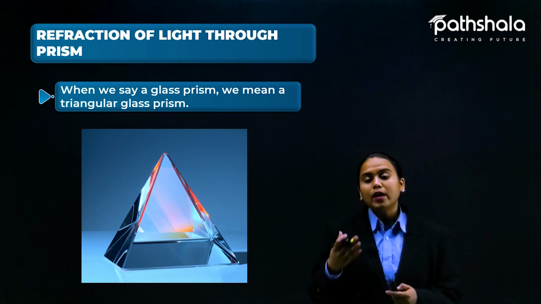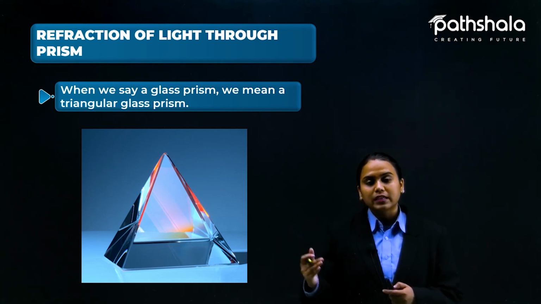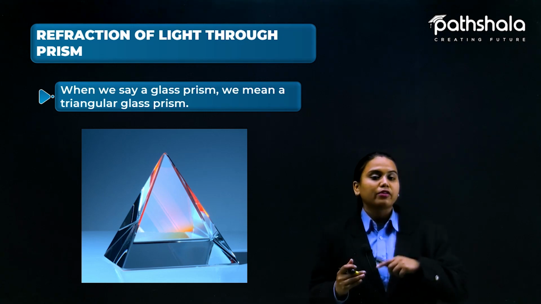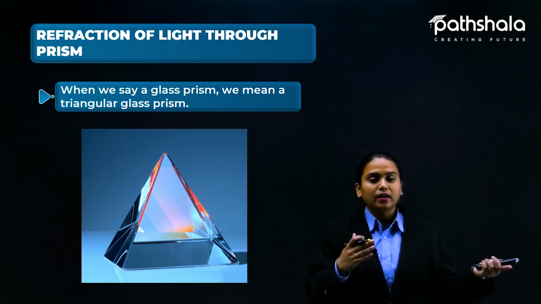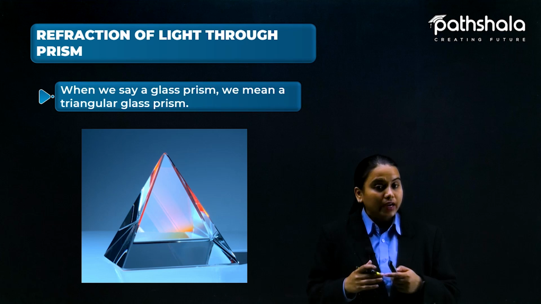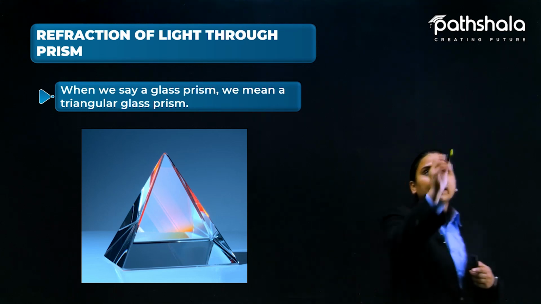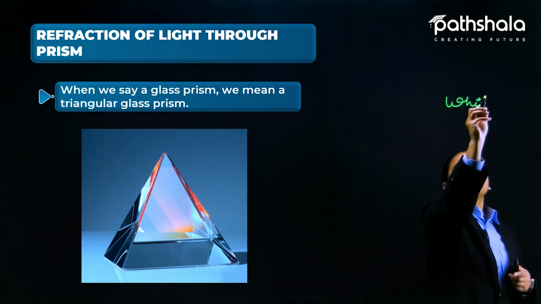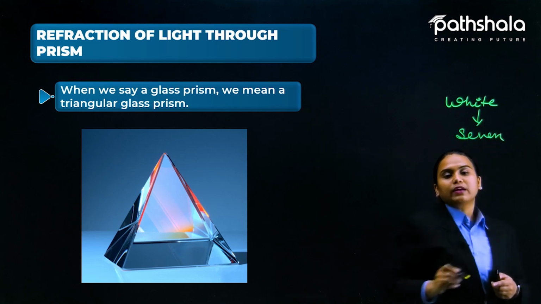What happens when we transmit light from one side of this glass prism, and it gets refracted and comes out the other side? If we take the light on a screen, what are we getting? Are we getting the same thing or not? You know that white light consists of 7 colors. That is why it is known as a spectrum.